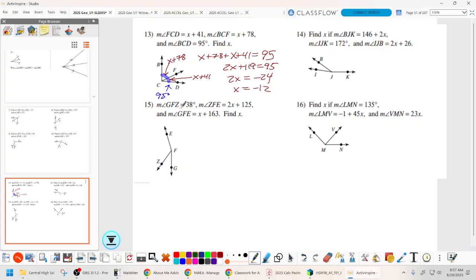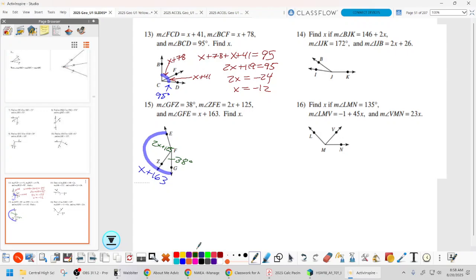So, measure of angle GFZ is 38. So, GFZ, that is 38 right there. ZFE is 2x plus 125. And GFE, that is the whole thing, which is darn near 180 degrees. That whole angle, this time is not known but has an expression. So x plus 163.